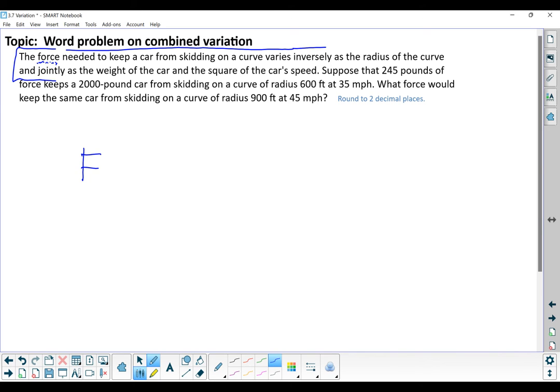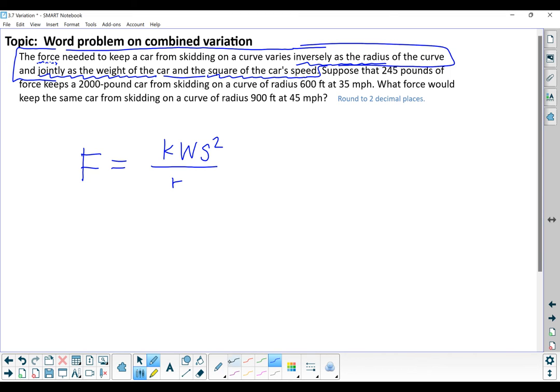The force needed to keep the car from skidding varies inversely as the radius of the curve. So we've got inversely as the radius, and jointly as the weight of the car and the square of the car's speed. So we've got weight and speed squared. Jointly will be on top. It just means there's more than one. So instead of saying directly, it says jointly because there's a couple of them up there. All right, so we've got our equation set up, and now we are ready to use the information to solve for K.